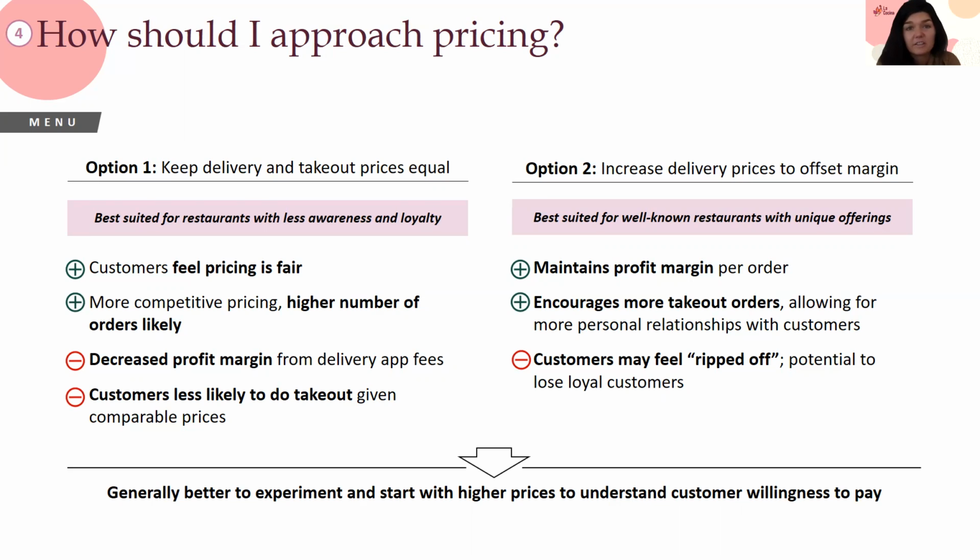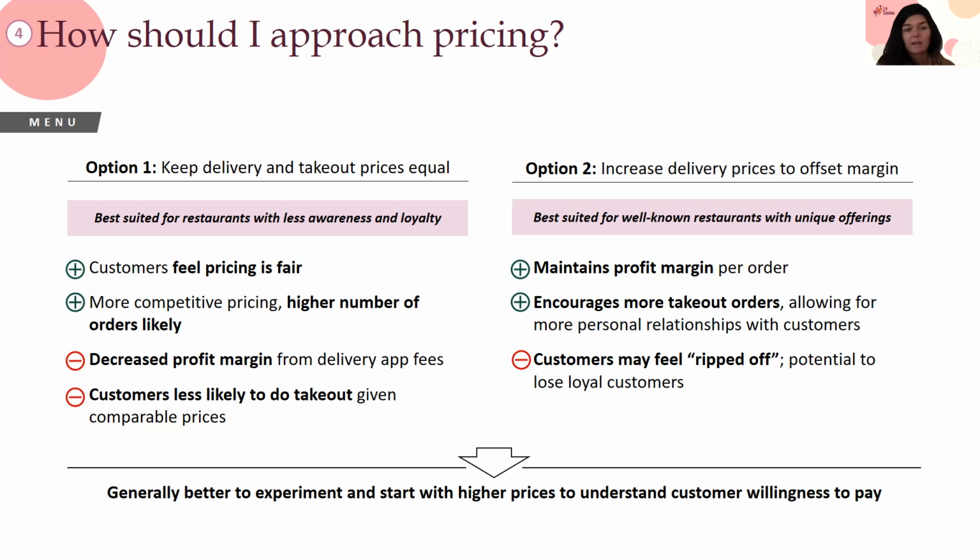The advantages of the first option is customers feel that pricing is fair. However, the disadvantage is it obviously hurts your profit margin. Delivery platforms are taking 30% out and you're not getting a lot back in. On the second option, you help offset that commission that delivery platforms are taking, but customers can feel ripped off. And so you have a potential to lose some of your loyal customers. This is a decision that you will need to make as a business.